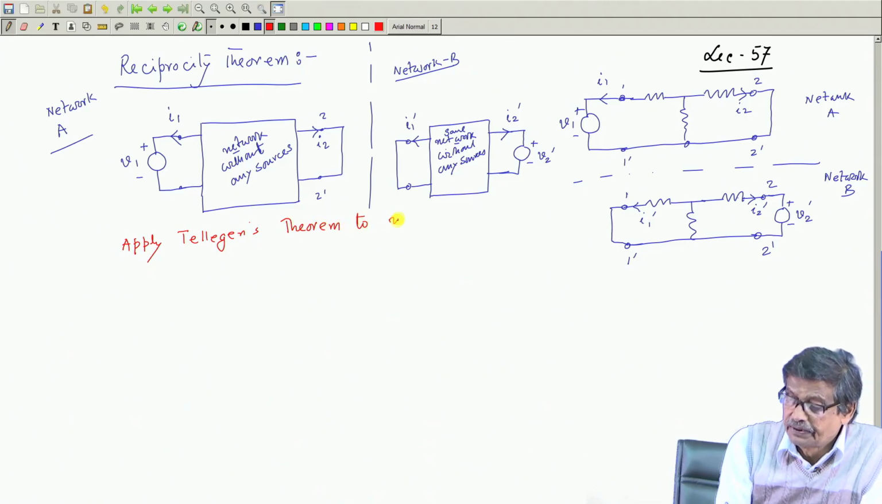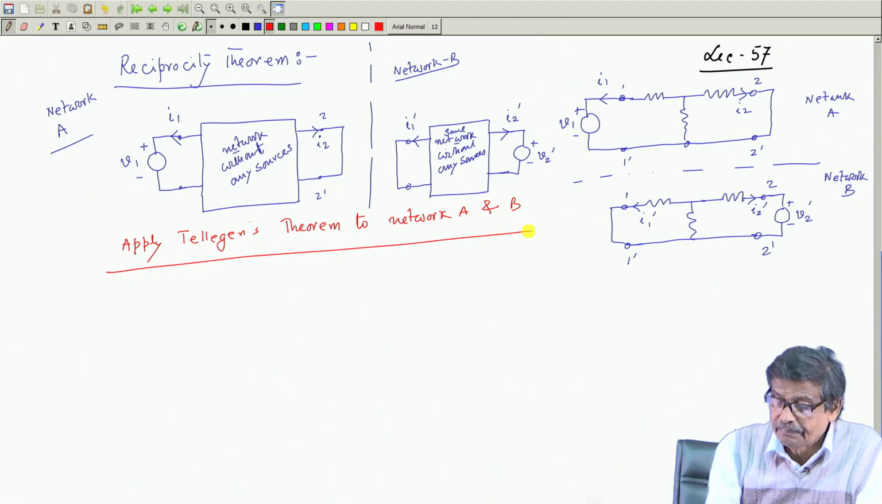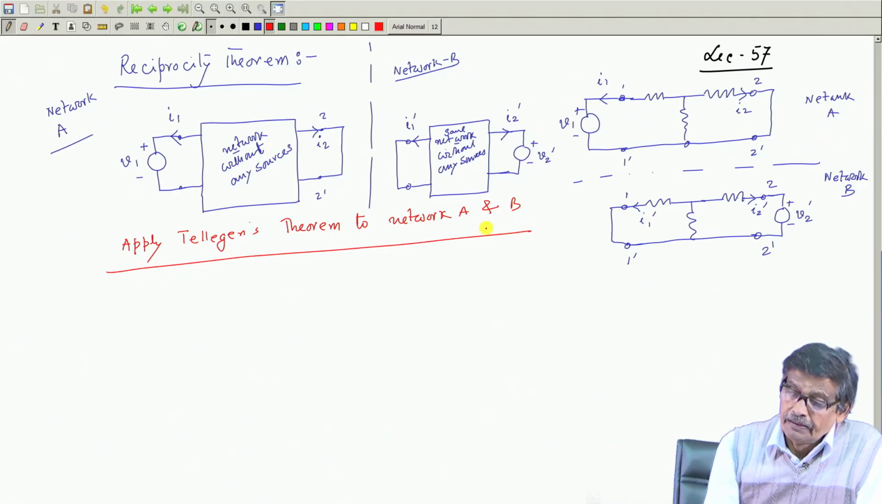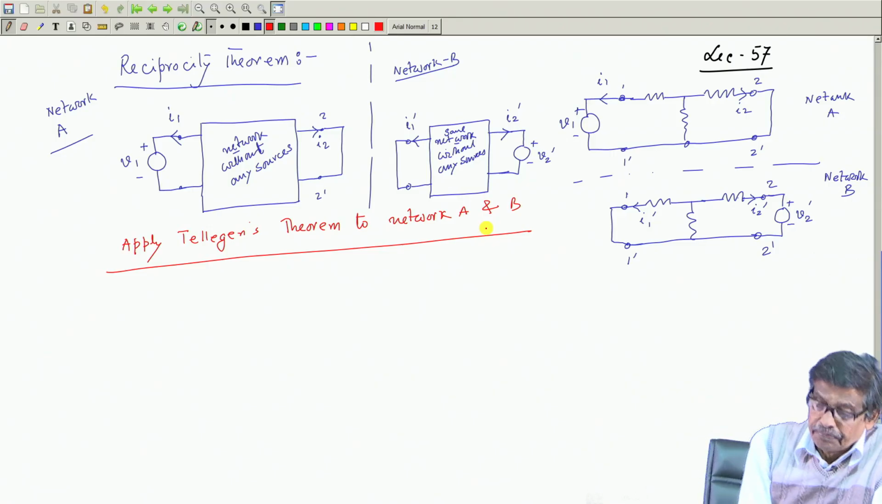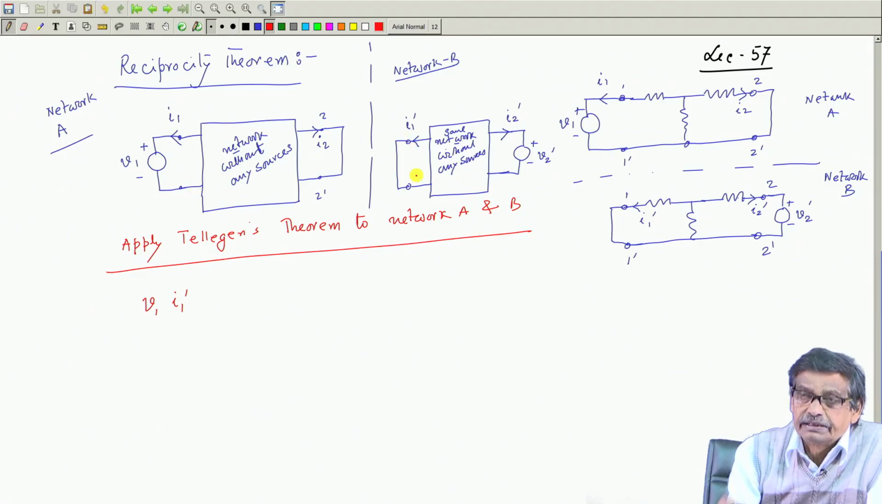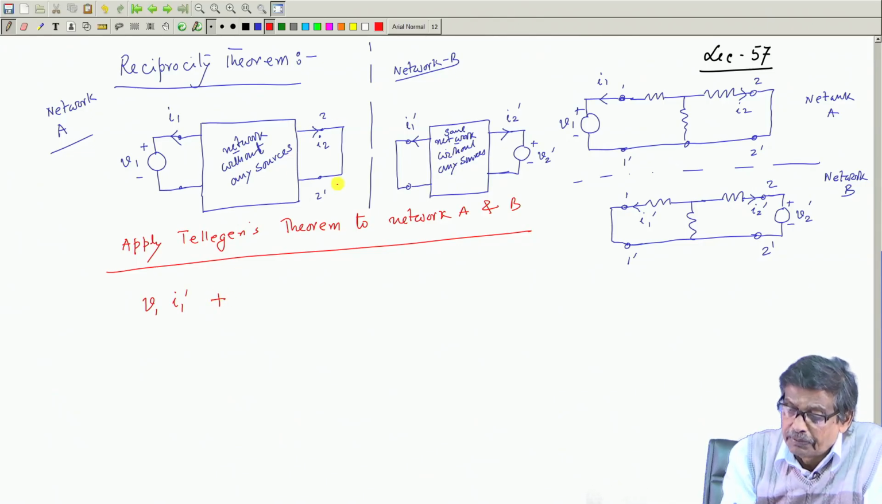To network A and B. Can I apply this? Yes, because their topologies are same. So, I will say that V 1 into I 1 dashed. So, V 1 in this branch, V 1 into I 1 dashed, this current, plus then I will complete this branch.